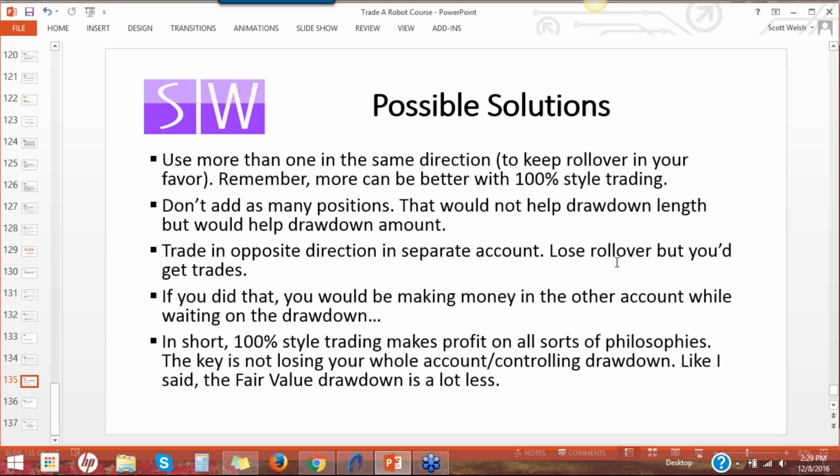And that might make it a little bit more palatable, right? And as I said here, you'd be making money in the other account while waiting on the drawdown. So that's something to consider. Maybe just go both ways, right? But in short, to sum it all up, 100% style trading makes profits on all sorts of philosophies, right? It works. It's how to make profit right away. The key, as always, is to not lose your whole account by controlling the drawdown.